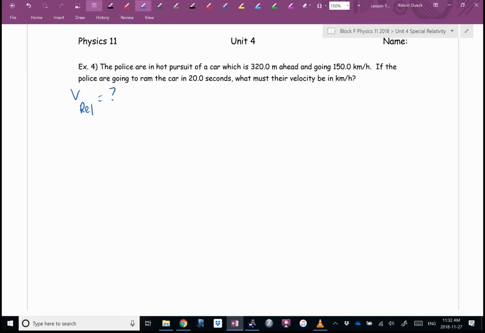Is there more than one object moving in this question? Are they moving at different speeds? What's my acceleration? Because that's what Mr. Dueck has said will be the case.